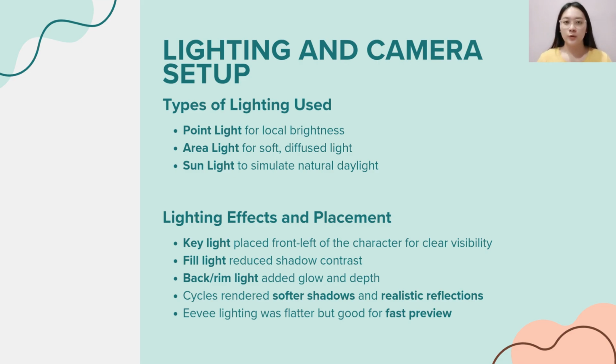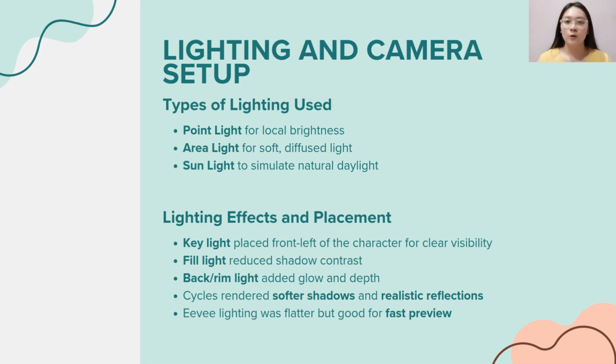In this scene, we used three types of lighting: point light, area light, and sunlight. Point light adds local brightness, especially to highlight objects or facial areas. Area lights provide soft and diffuse light, reducing harsh shadows. Sunlight simulates natural daylight, especially in indoor scenes.